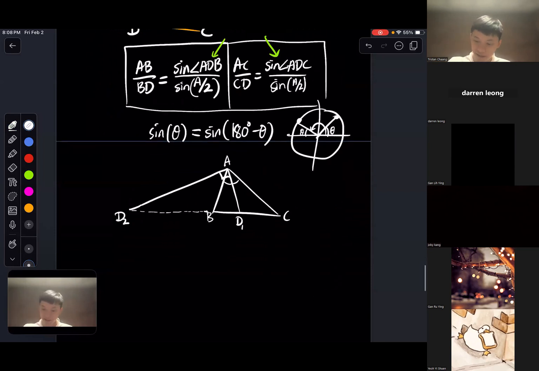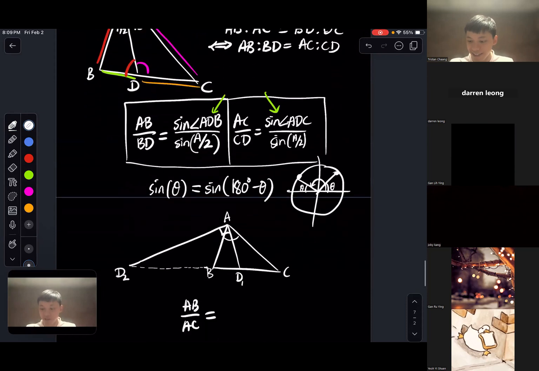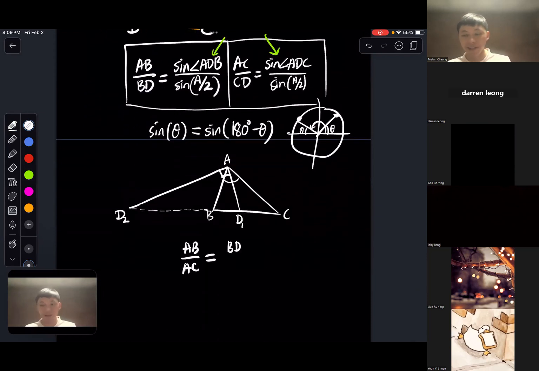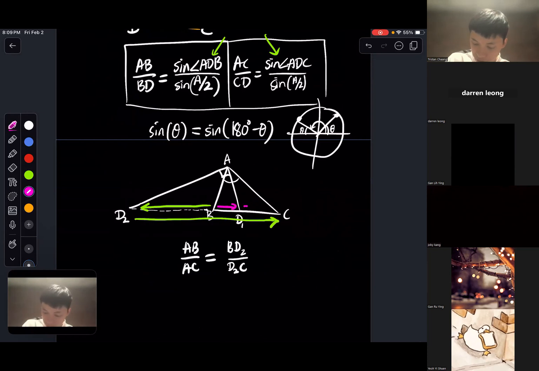Then in this case, AB over AC is equal to, well, it's actually the same formula, in fact. Instead of BD1 over D1C, it is BD2 over D2C. It's a bit weird because you're moving here and then moving back, instead of just doing this. But the point is that these two ratios are the same thing. They are both equal to the ratio of this by this. Okay.